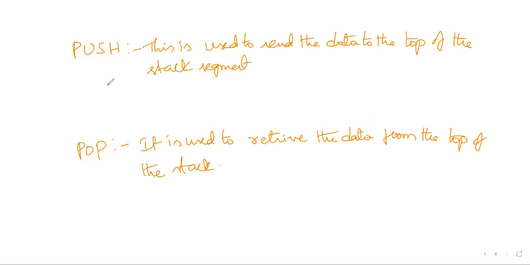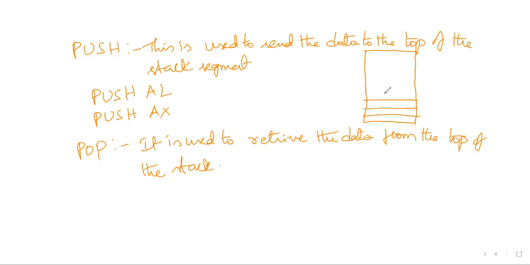For example, PUSH AL, or PUSH AX. Now what happens? For example, this is the stack segment. I already told you about segments. This is the stack segment locations.